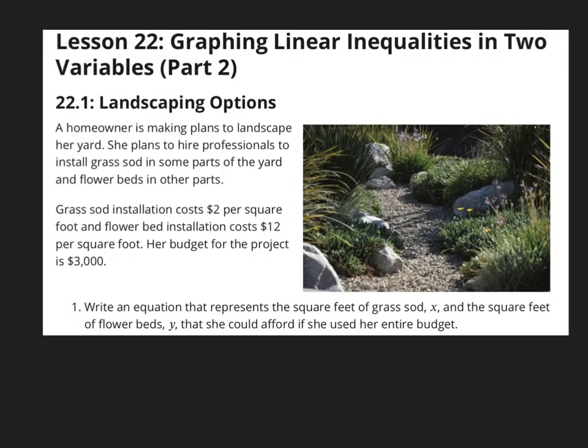So our opening situation has to do with landscaping. And I've had some landscaping done at my house. I do most of the work on my own, but I had some landscaping done and it was extremely expensive. And so a homeowner is planning to make some landscaping changes in her yard. She's going to hire professionals, right? So she's got some grass sod installation. That's going to be $2 per square foot. And then there's the flower bed installation, and that's going to be $12 per square foot. So that's the cost. And her budget is $3,000.